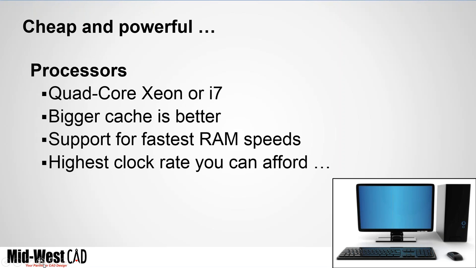So in summary, quad-core Xeon or i7 really is kind of the sweet spot, with as much cache and the highest clock rate you can get, that supports the fastest RAM technology that you can get. Do this and you'll be buying an obsolescence-proofed processor that's going to work for you for at least 3 years. Let's move on to RAM.